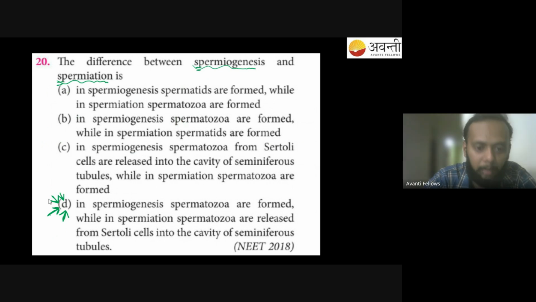In spermiogenesis, spermatozoa are formed, right? While in spermiation, spermatozoa are released from the Sertoli cell into the cavity of the seminiferous tubule. So we release it from there and send it ahead. That is something we'll find happening in my option D. Absolutely right, you have grasped the correct definitions of spermiogenesis and spermiation. This should be clear to all of you.